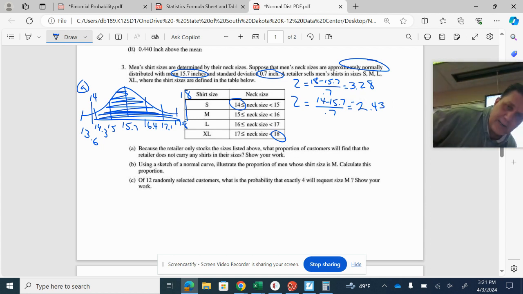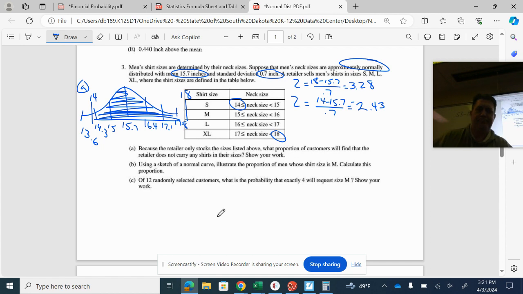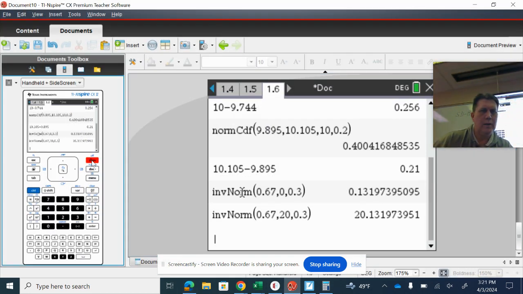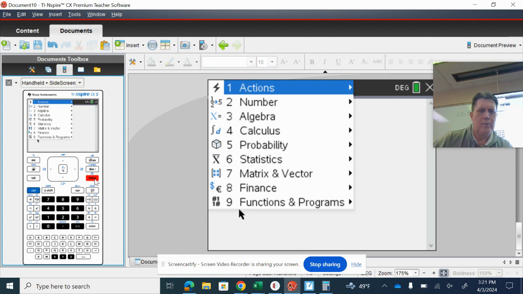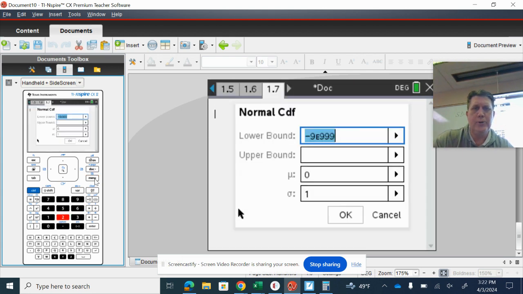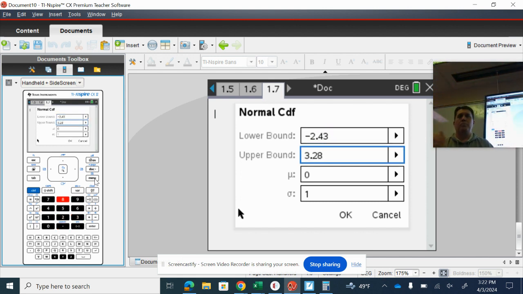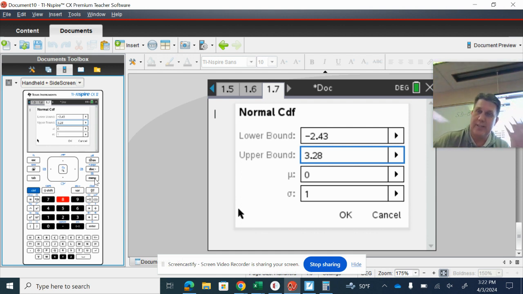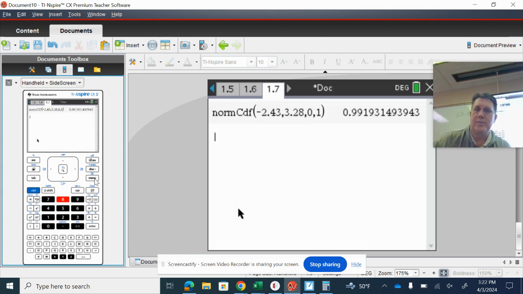Okay, so to find the area, a couple ways we can get the area. I'm going to clean up my calculator page here. We're going to go menu 652. We're looking for an area. So negative 2.43 is my lower z-score. Positive 3.28 is my upper z-score. If you do this, you can leave your mean and standard deviations 0 and 1. Hopefully this is ringing a bell. I don't go through it like we're learning this for the first time. This should be review. This should be familiar. Those are z-scores. So you leave the middle z-score 0, the top z-score 1, and we should get 0.992.